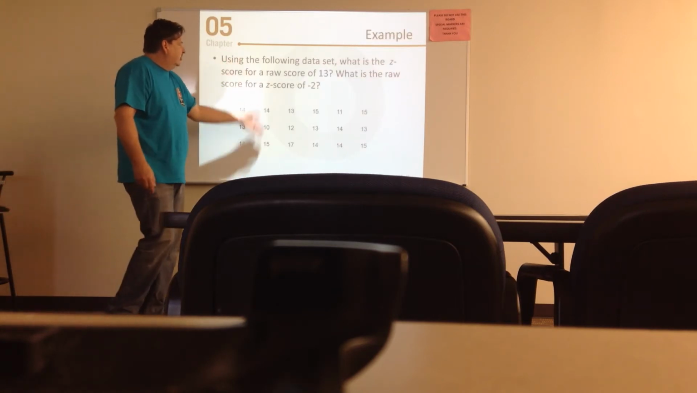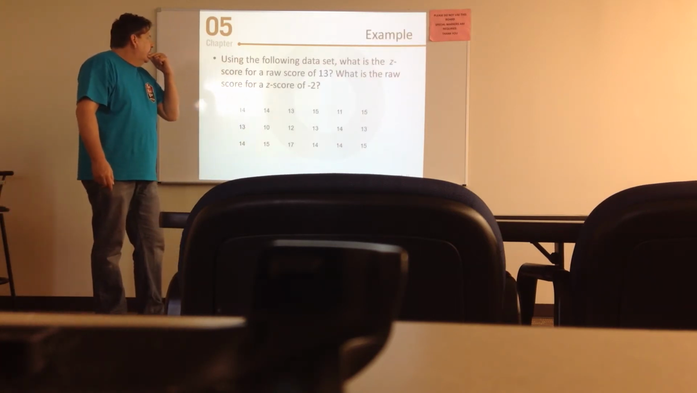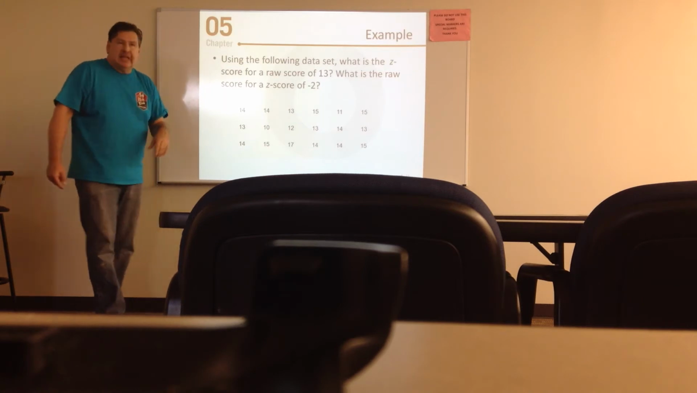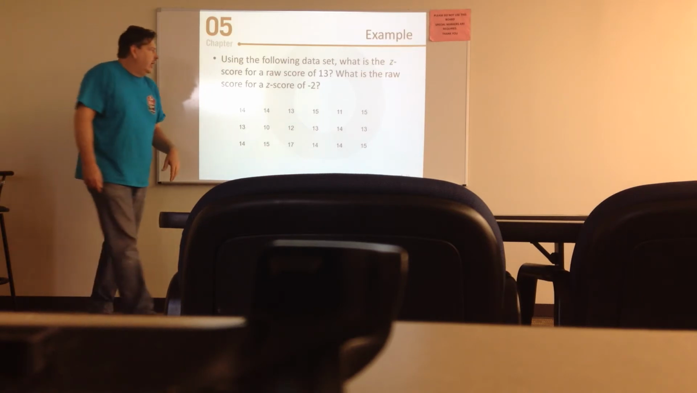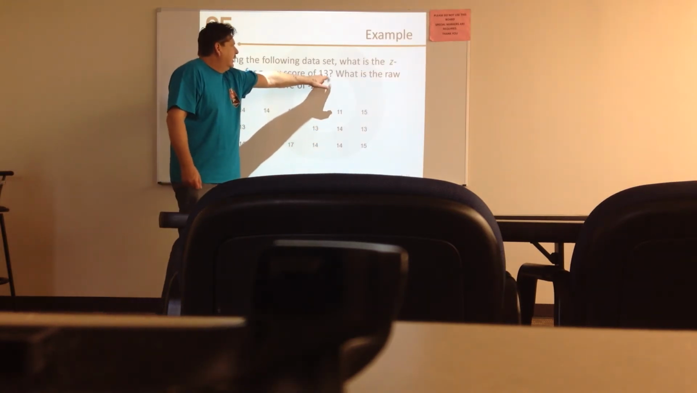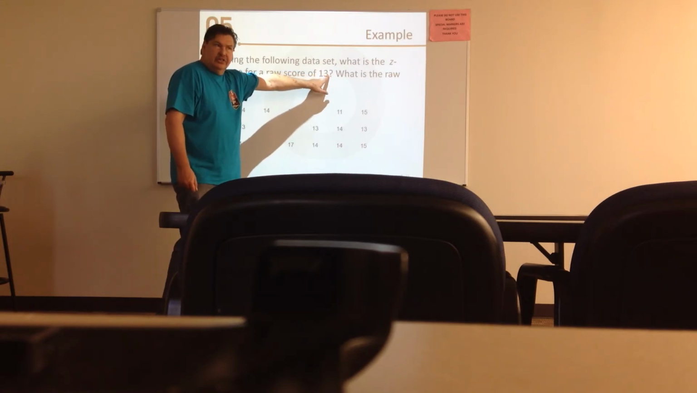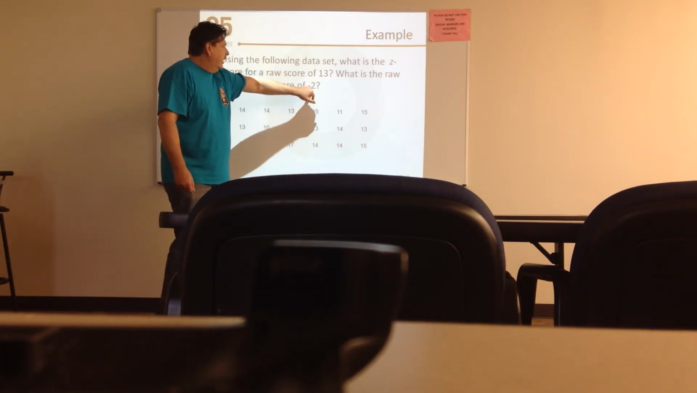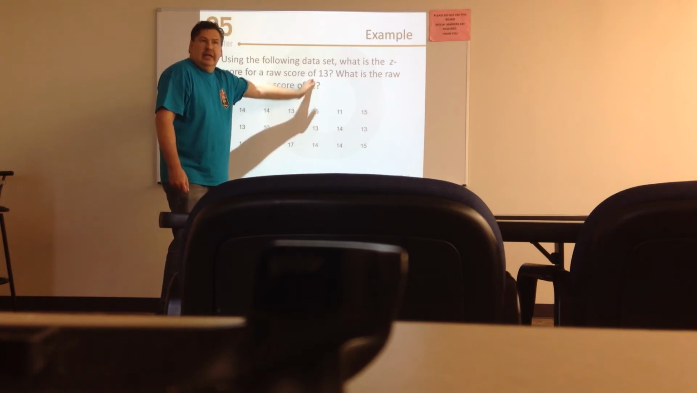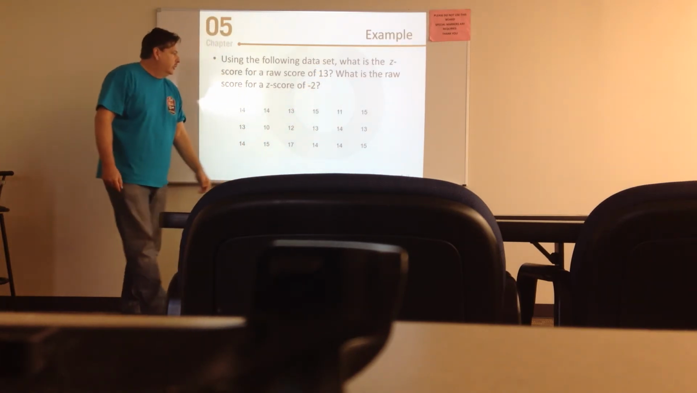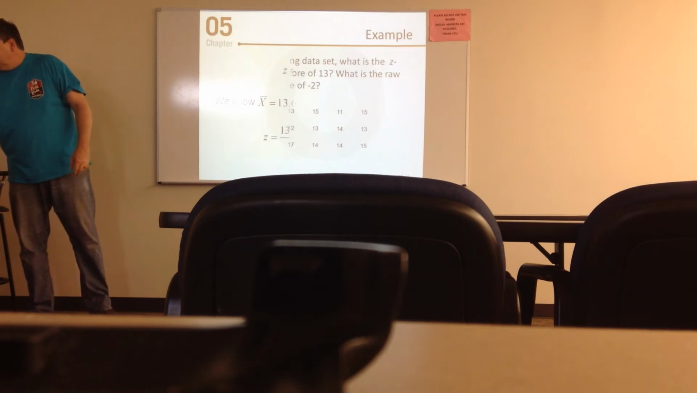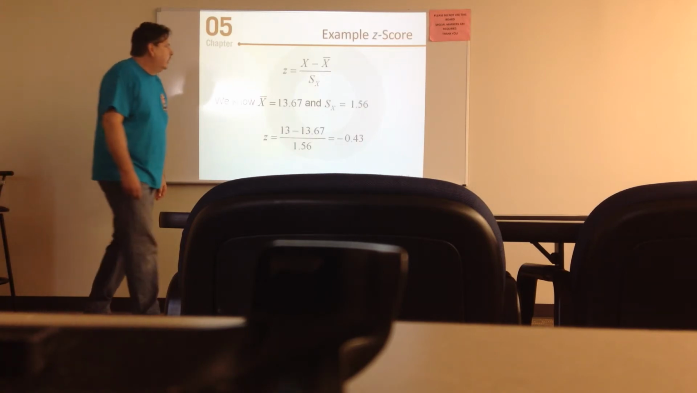So if I have this data set here, and I want to find out what the z-score is for a raw score of 13, and then what the raw score is for a z-score of -2, I can do that. If I have a raw score of 13, I can standardize that raw score, and if I have a standardized score, I can actually convert that back into a raw score too. Well, here's how I would do it.